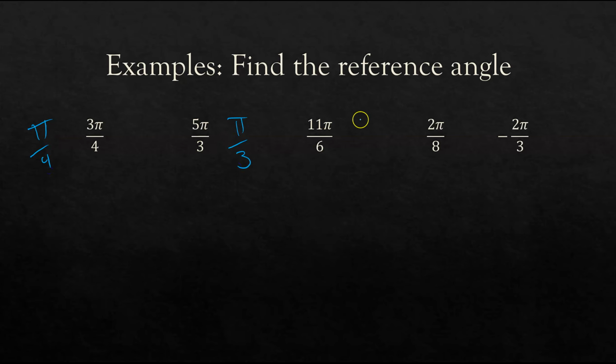The reference angle for 11 pi over 6 is pi over 6. For 2 pi over 8, that's the same thing as pi over 4, so it's pi over 4. And for negative 2 pi over 3, it's pi over 3. And I don't even have to draw or think or do anything, because I've done this so much that I know that that's sort of the case.